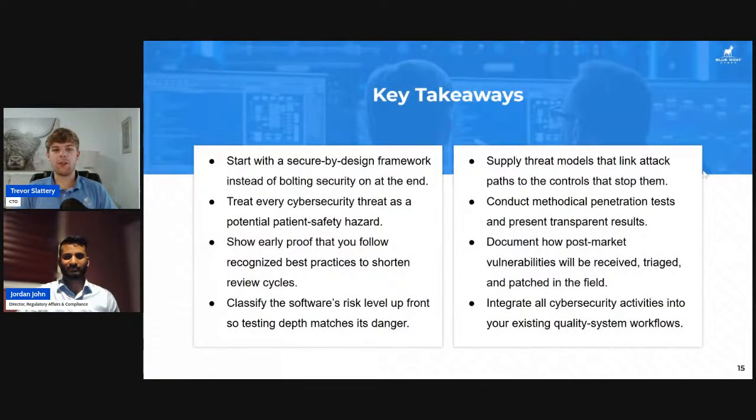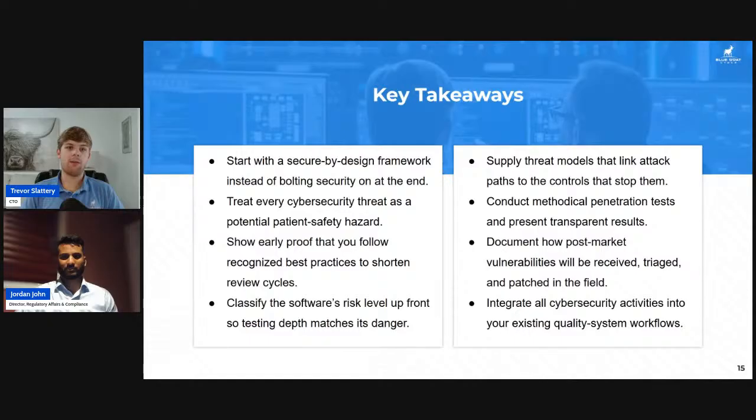All right. Now, I want to do a quick overview of some of the key takeaways from what we've discussed. Start with secure by design frameworks instead of trying to fit security on at the end. This is going to reduce your time to market, reduce the risk of costly mistakes, and ensure that you're meeting compliance with the FDA. Treat every cybersecurity threat as a potential safety hazard. This is why TIR57 is thought of as an extension of ISO 14971. They should have a direct correlation, and if we identify an intersection between the two, we should feed one into the other.